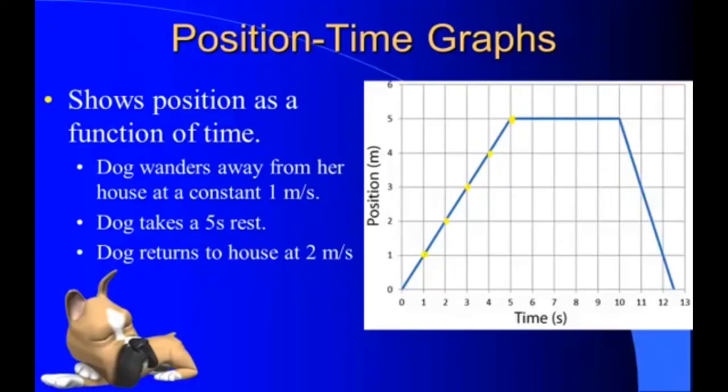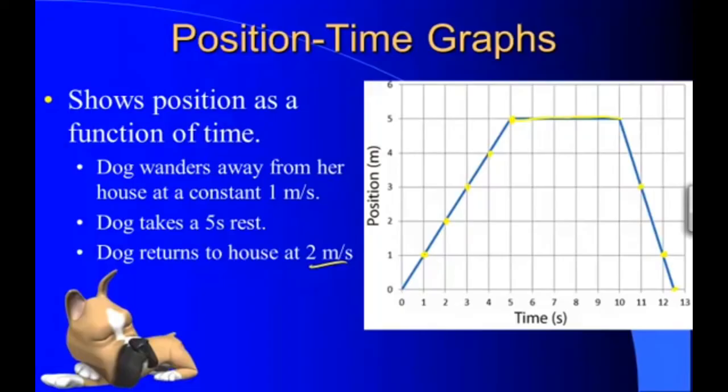Now, the dog decides she's tired. She's going to take a rest for 5 seconds. So she lays down, takes a little nap, and over those 5 seconds, position doesn't change. It remains constant because the dog isn't moving. The velocity of the dog is 0. Now the dinner bell rings, the dog gets excited and comes flying back to the house. So in 2.5 seconds now, the dog is moving at 2 meters per second. So every 1 second it covers 2 meters of distance until it gets back to its starting point.